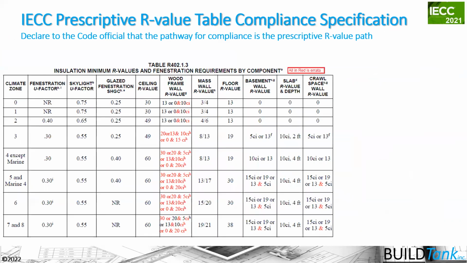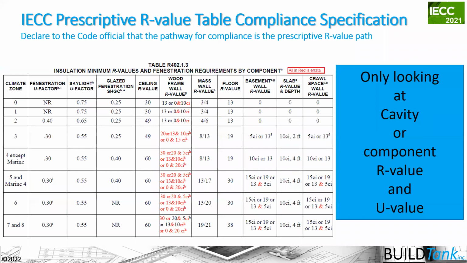When we move into the prescriptive R value table here, we just have to remember, again, it's talking about what is the R value of the cavity that we're installing that insulation in. When you do the math and demonstrate the U value of the total assembly, or even the R value of the total assembly, it's always going to be less than the cavity R value. So whole wall R value is not equal to cavity R value.